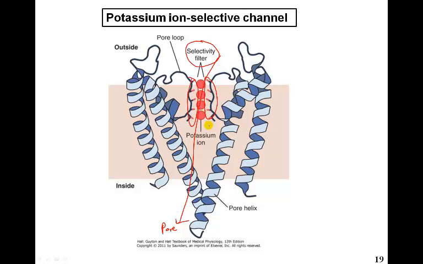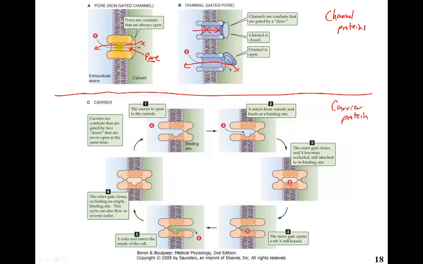So let me just get rid of this because it's a little messy. Here we have a potassium ion selective channel. A portion of the protein creates a selectivity filter, and only potassium ions will fit through that filter, nothing else. So this would be a channel protein. It would have a pore, but only potassium ions could go in and out, nothing else.